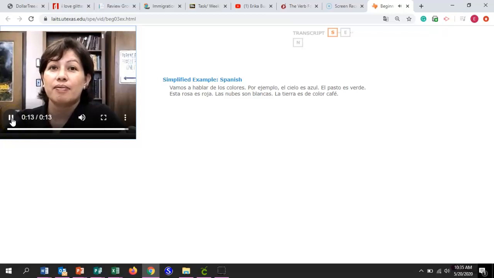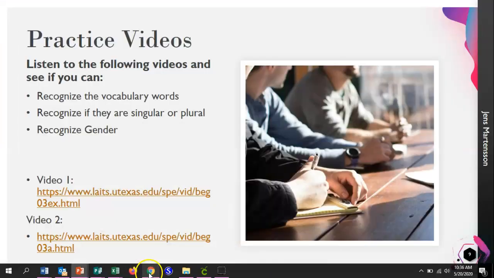Okay, there are several vocabulary words on here that you should have picked up. We have colores, which is colors. Then we have cielo es azul, cielo is sky, azul, verde, roja, blancas, café. If you don't know what these nouns are, once again, I recommend that you start a personal dictionary. Tierra is land. Nubes is the clouds. The rose is red. The green grass. The sky is blue. Okay, that's just one of those things that I'm going to recommend for you, and I've got a second video for you.